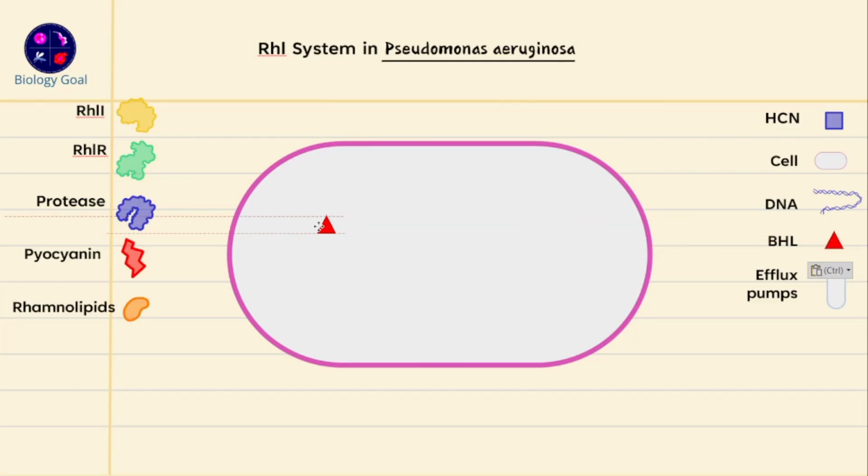So this is the AHL molecule of the Rhl system. It's a short chain molecule. It has a 4 carbon chain attached to it, along with the homoserine lactone moiety, right? So these are the molecules. These are known as BHL molecules, butyryl homoserine lactone molecules. These are produced inside the bacteria like this.